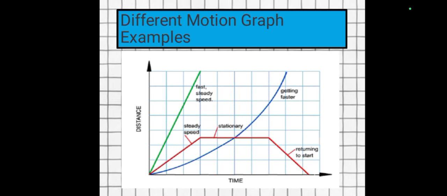Okay, here's another example of a different motion graph. So you have your green line that means fast and steady speed. You have your curved blue line that means getting faster. And then you have a diagonal red line that means steady or constant speed, and then the flat horizontal line is stationary, and then going back to its starting point, that means it is moving at constant speed but it goes back to the zero position, that means touching the x-axis.